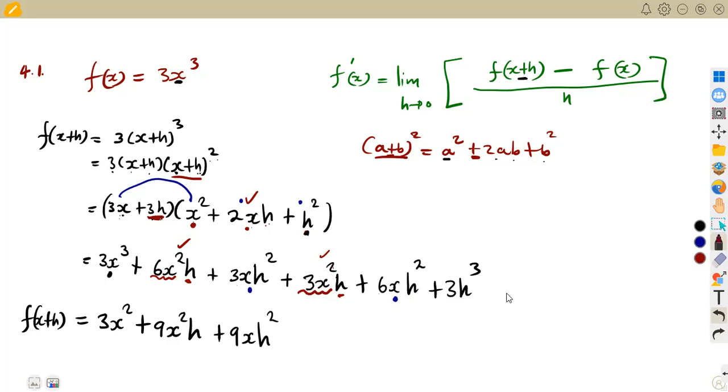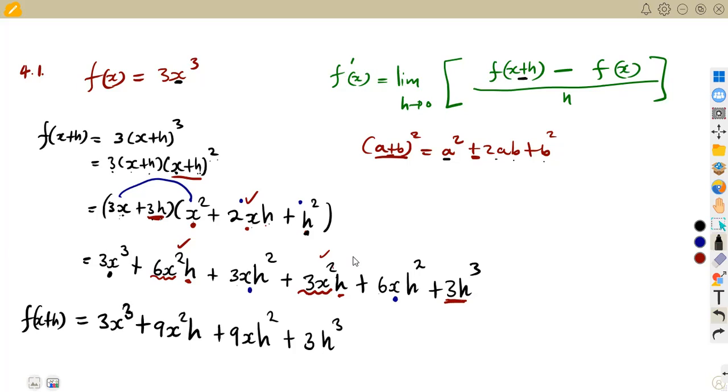Then we've got the last term, which is 3h squared. This one is not having any like term, so we're just going to write as it is, just like 3x. All right, this is 3x to the exponent of 3. Take note here, to the exponent of 3. Okay, just like the part of 3x to the exponent of 3. These are not like terms. This is x and this is h, so you cannot add these two.